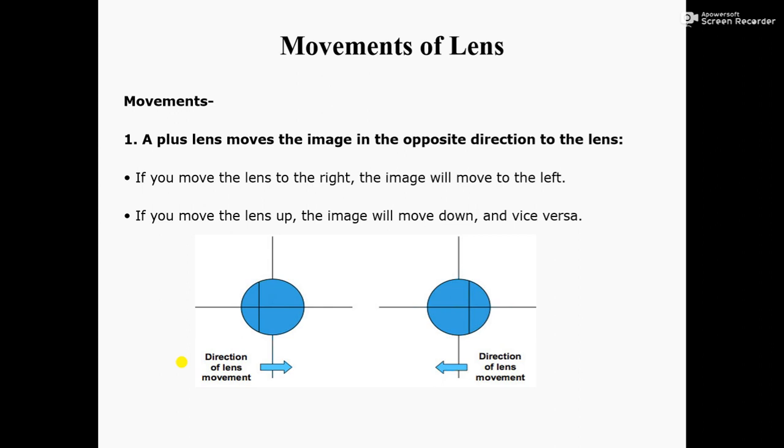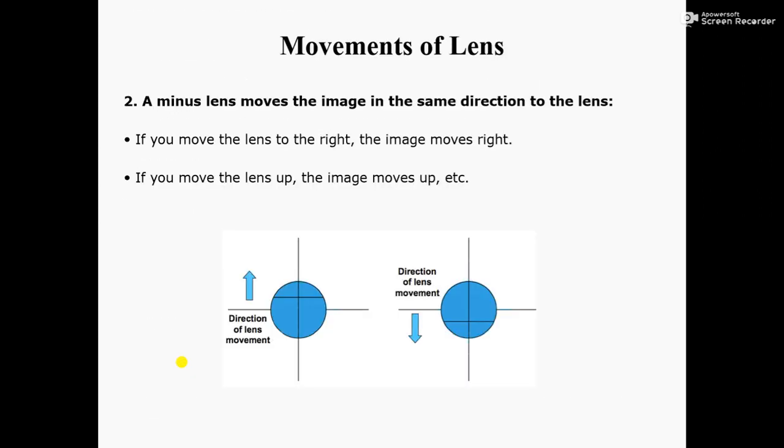Next, number 2, a minus lens moves the image in the same direction as the lens, that is with the movement. Here, if you move the lens to the right side, then the image moves right side. See the diagram, if we move the lens upside, then the object will also move upside. If we move the lens right side, this side, then the object also moves right side.